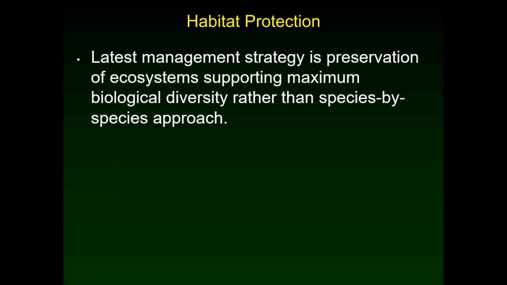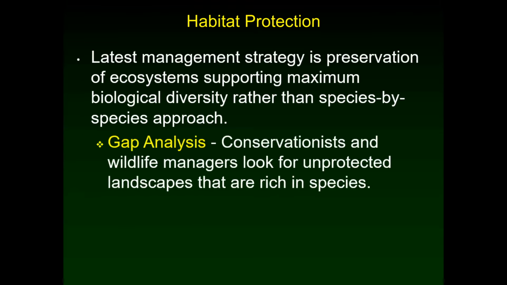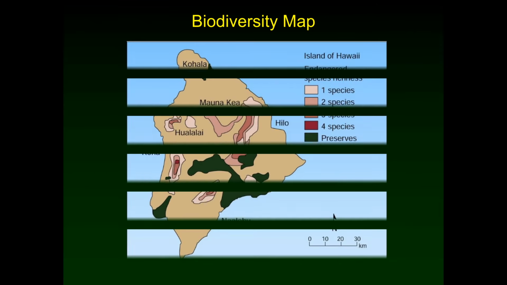Habitat protection, the latest management strategy is preservation of ecosystems supporting maximum biological diversity rather than a species by species approach. So rather than just saying like, hey, there's like 3 cats and 2 birds in this population that are rare, it's just like, hey, this habitat contains rare species. There's gap analysis, which is conservationists and wildlife managers look for unprotected landscapes that are species rich. So this is a kind of a broad scale holistic approach.